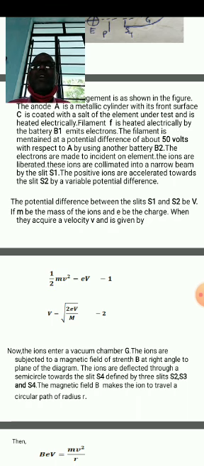Half mv square gives the kinetic energy of the ions, and eV is the potential energy. This is equation number 1. Then v is equal to root of 2eV by m. This is equation number 2.